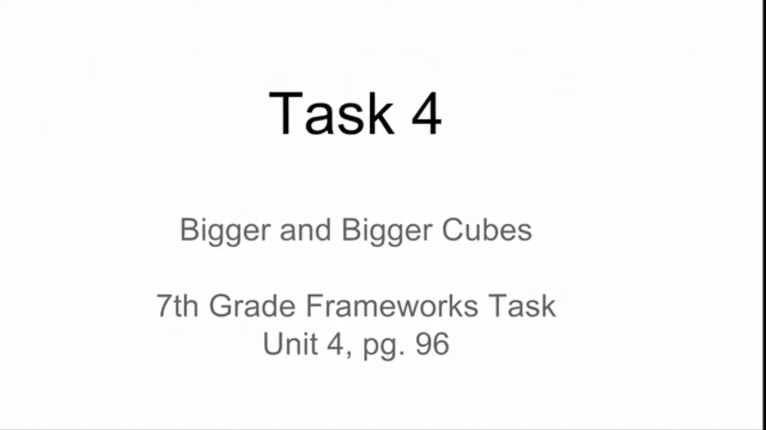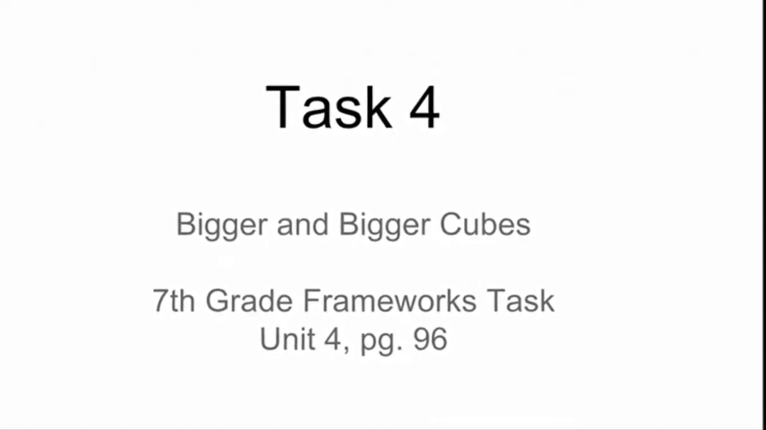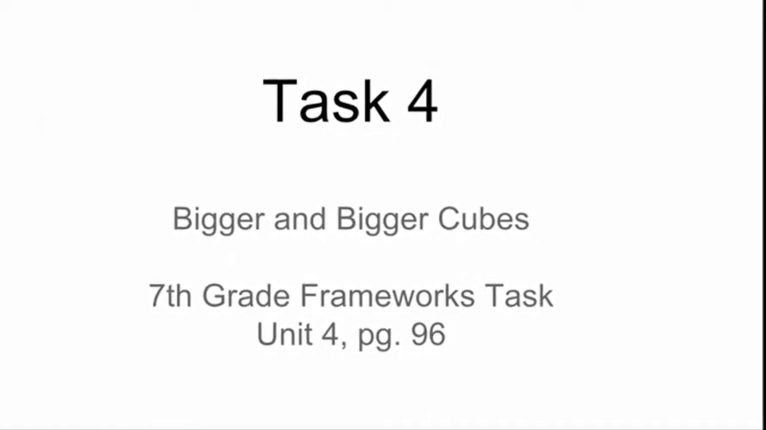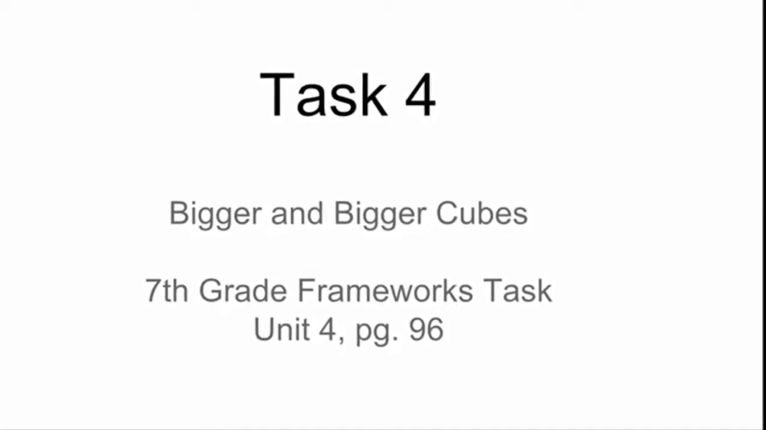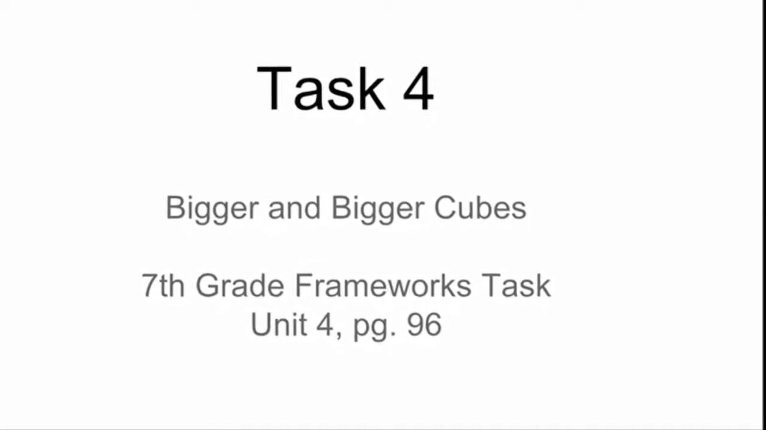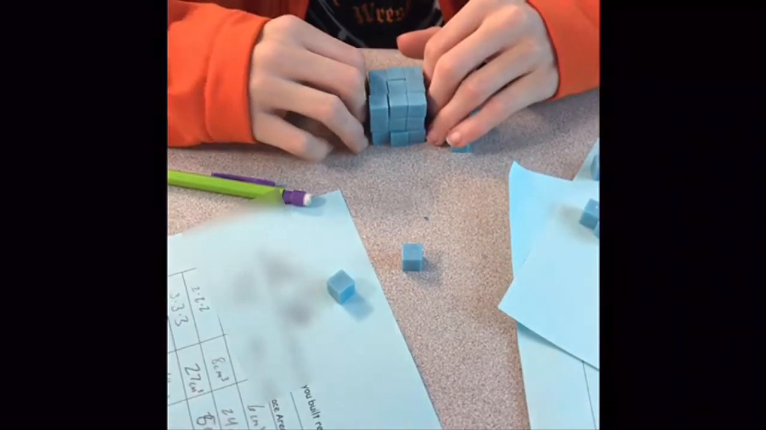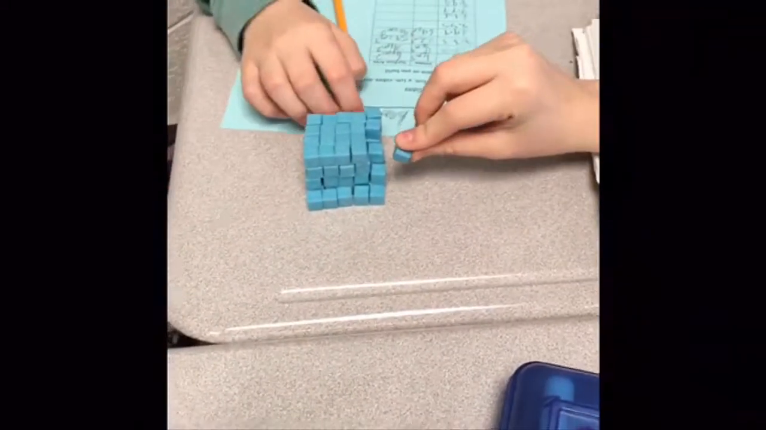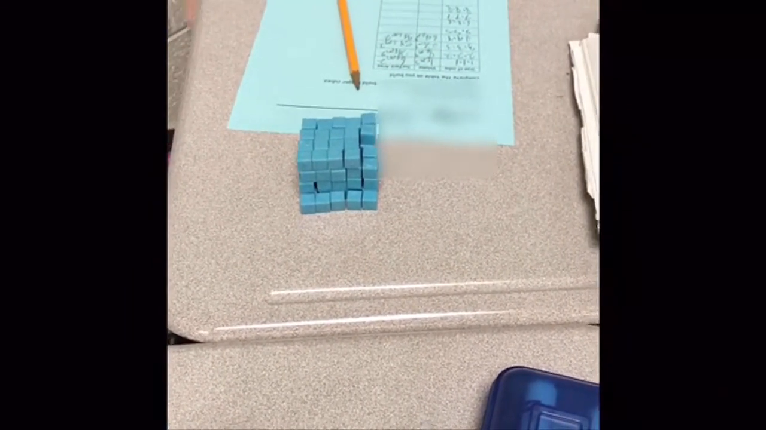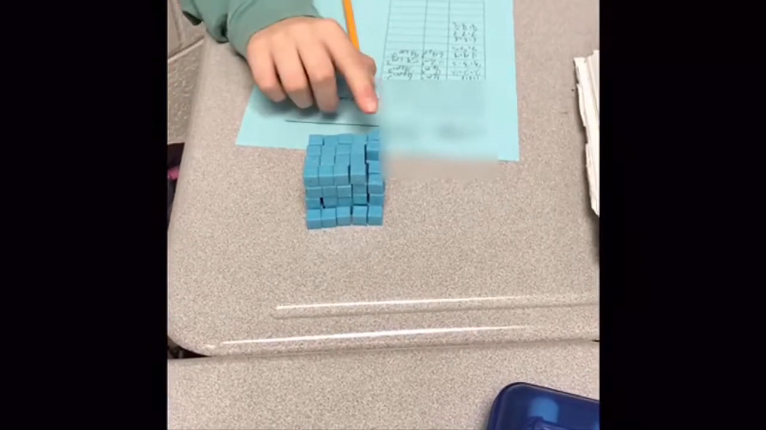In Task 4, Bigger and Bigger Cubes, students build cubes to explore the relationship between the volume of cubes and the surface area of cubes as the cubes get bigger. Students begin the task by looking at a 1 centimeter by 1 centimeter cube, and we talk about what would happen if we doubled the cube. And so then students build a 2 centimeter by 2 centimeter cube, and then a 3 centimeter by 3 centimeter cube, until the cubes continue to get bigger.